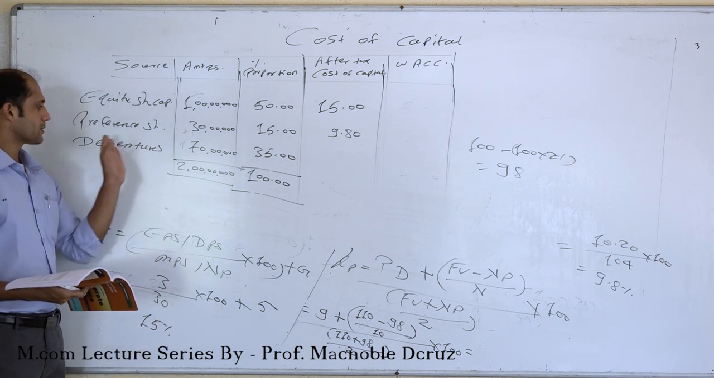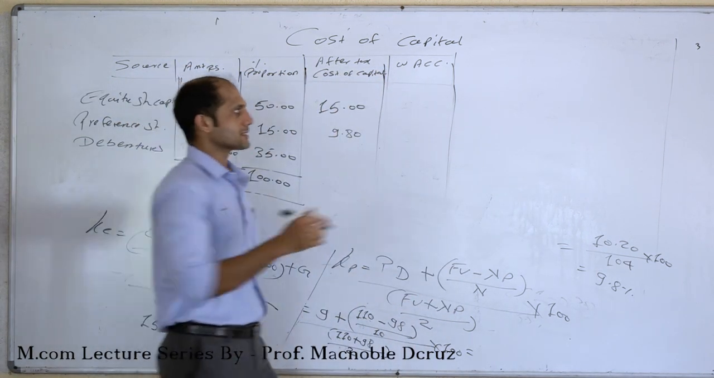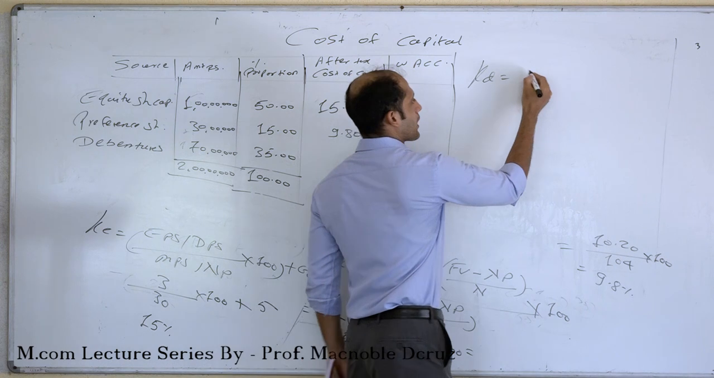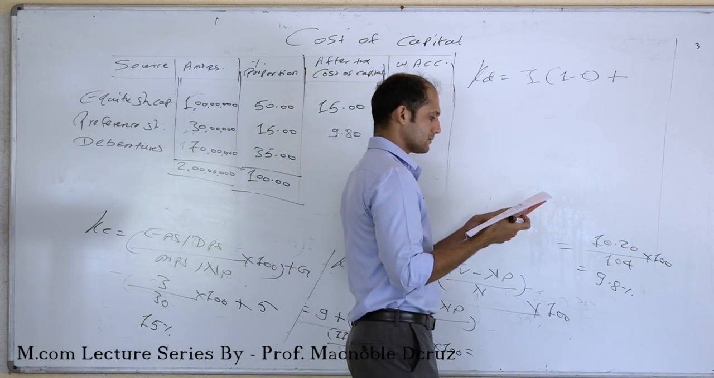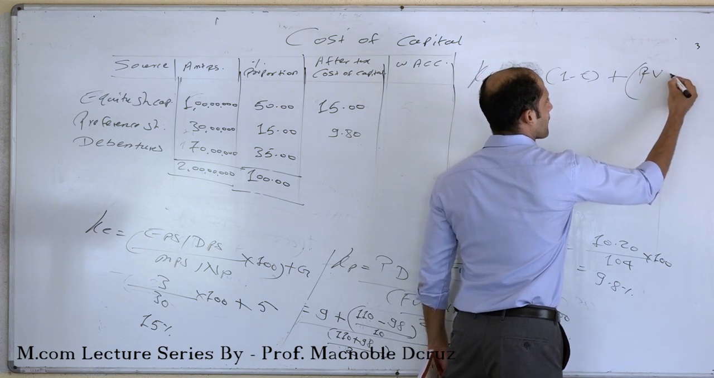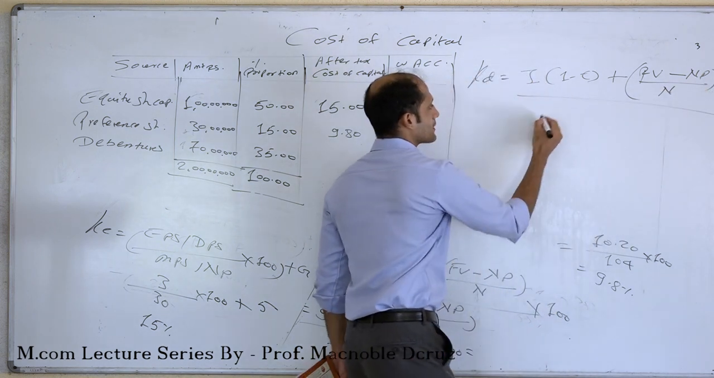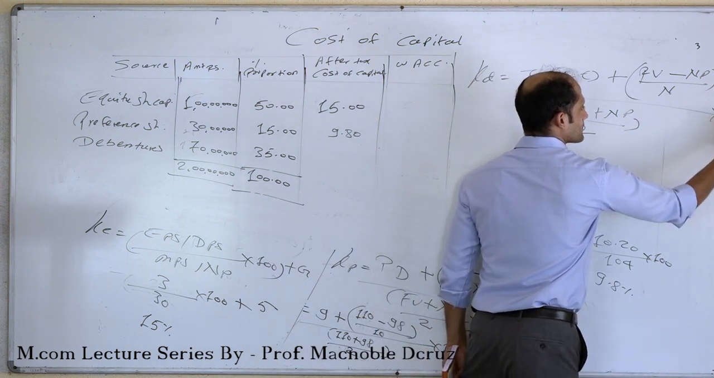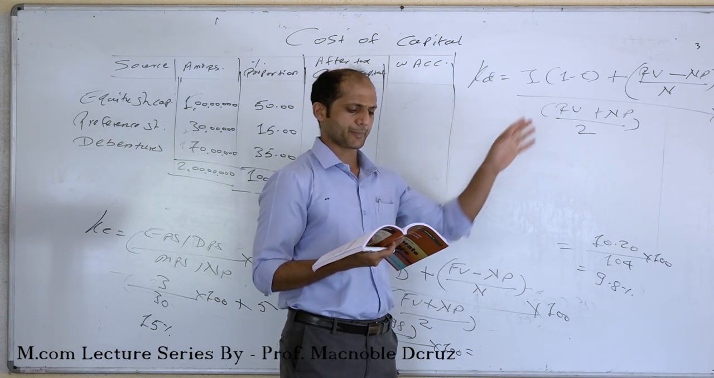Clear? Now the part of debenture. Debentures are also redeemable in nature. Cost of debenture, the formula is already given. I into 1 minus T plus redeemable value minus net proceed divided by N, divided by redeemable value plus net proceed divided by 2 into 100. This is the simple formula for calculation of cost of redeemable debt capital.